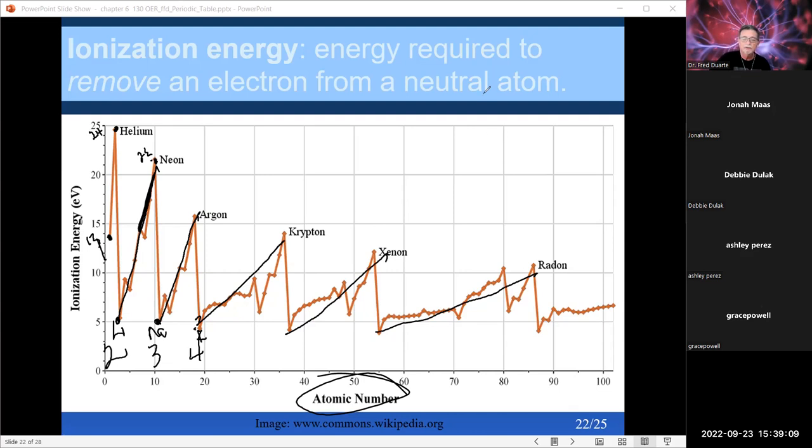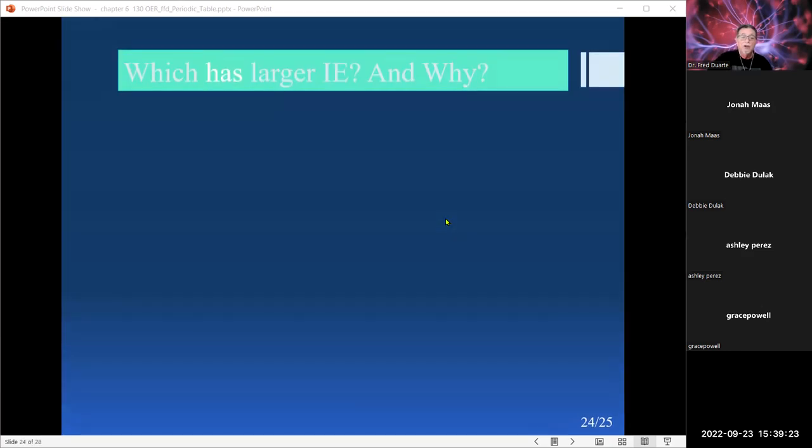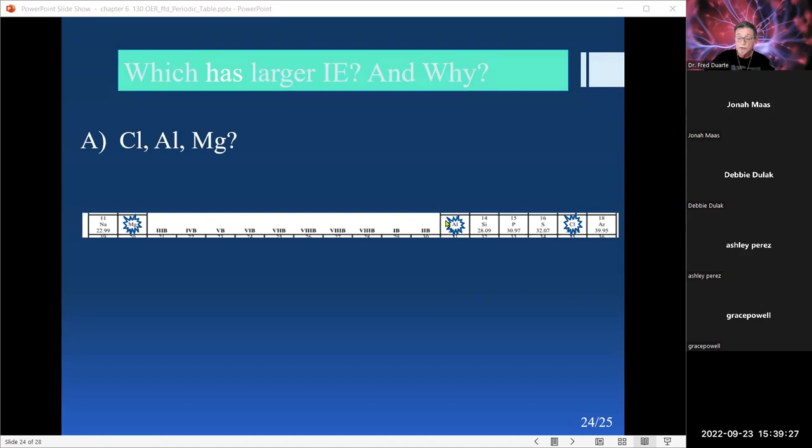You remove an electron. All right, so that is called ionization energy. That's the amount of energy necessary to remove an electron from a neutral atom. So you might be asked questions about, again, like we were talking about radius earlier, I got three elements here. Which one has the highest ionization energy?